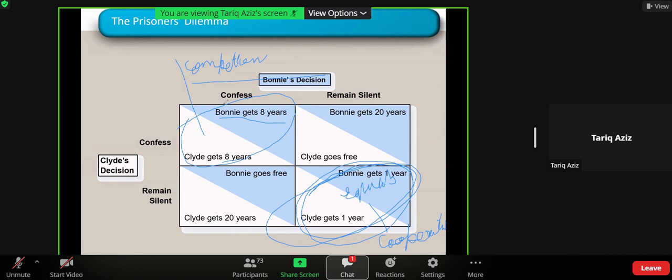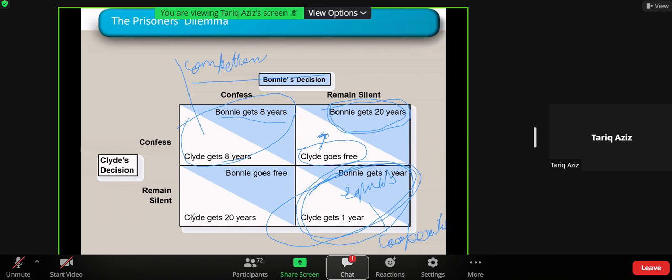In this case, say for example, if Clyde decides to confess, Clyde will go free. He is not supposed to spend any time in jail, but then Bonnie will suffer, and the suffering is very big. Bonnie has to spend 20 years in jail. So basically, Clyde has cheated, and because of his dishonesty, Bonnie is suffering.